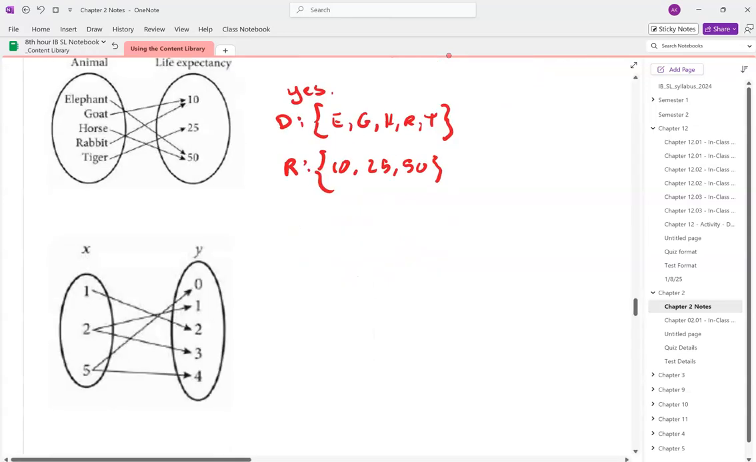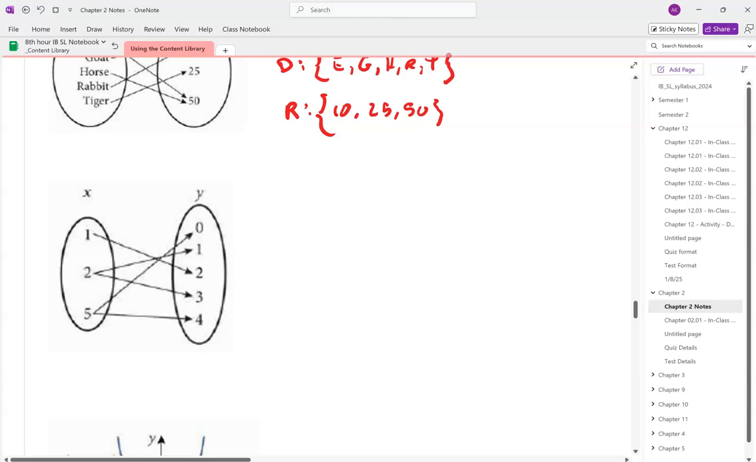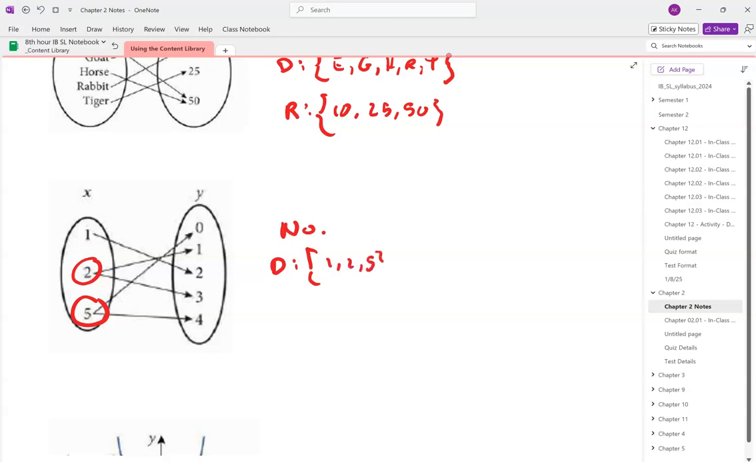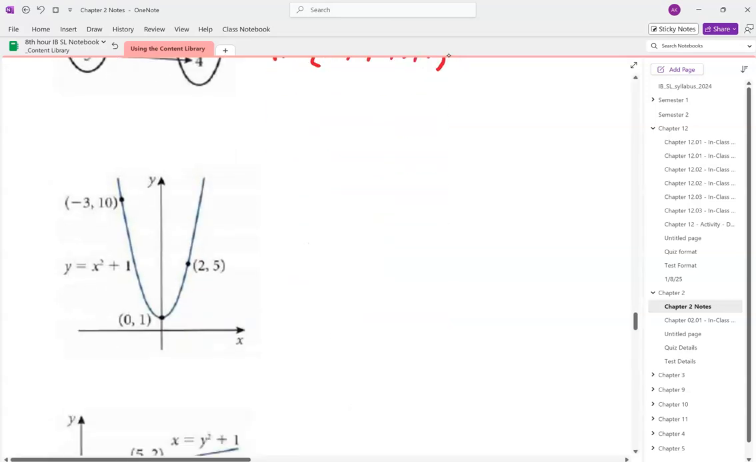Okay. What about this example? Is this a function? No. Why not? Good, they go to more than one location, right? Okay, what's the domain? 125. What's the range? 0, 1, 2, 3, 4. Everybody feel good? Okay.